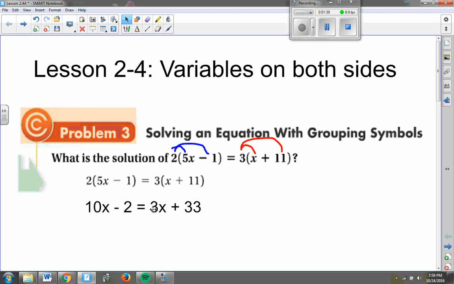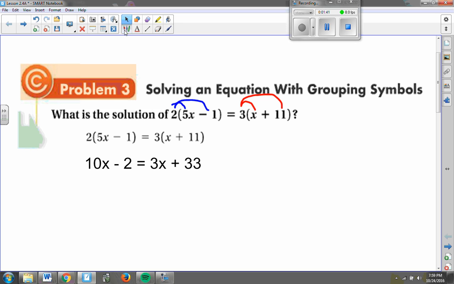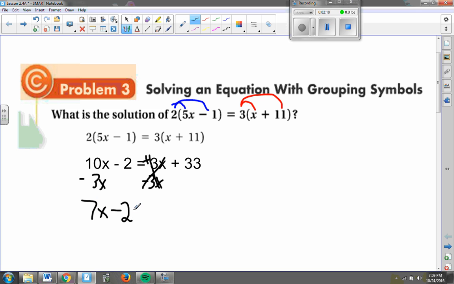Now, this equation looks like what we were dealing with in our last video, where we have variables on both sides, so we have to move the 3x's over to be with the 10x's. I have to get rid of the 3x over here. I want to move this whole chunk. It's currently a positive 3x, so I'm going to subtract 3x from both sides. So what I have then over here is 7x. It still has the minus 2 attached, and then it is equal to 33.